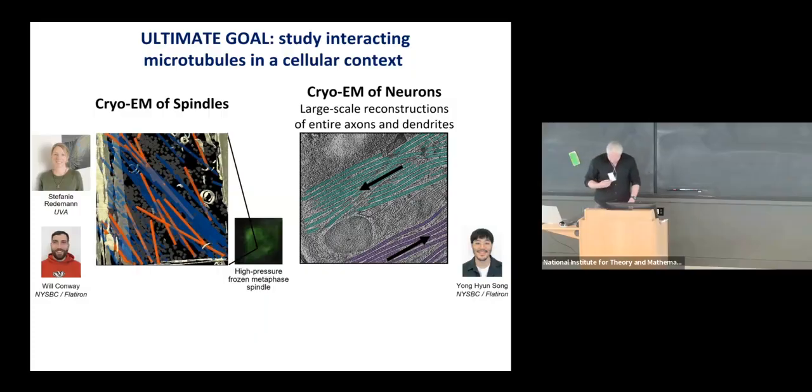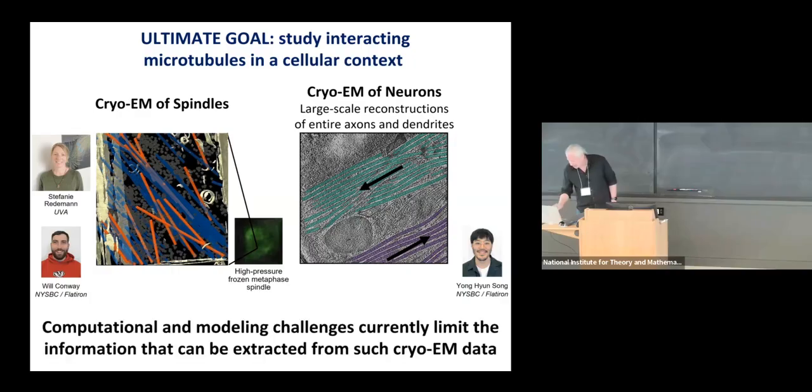All right, so the ultimate goal is, of course, to apply these approaches in a cellular context. And so you heard about the amazing work which Steffi and Will are doing in spindles. I'm also collaborating with Young at NYSPC in Flatiron, who's doing large-scale cryo-EM reconstructions of entire axons and dendrites. And so that'll be completely amazing, and we'll try to apply such approaches to those types of data sets.